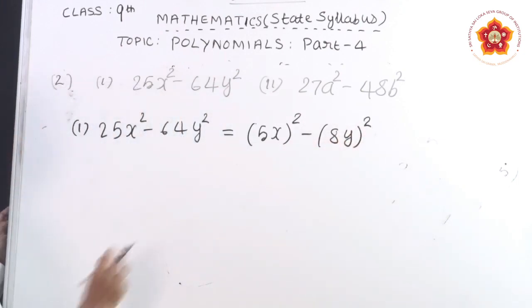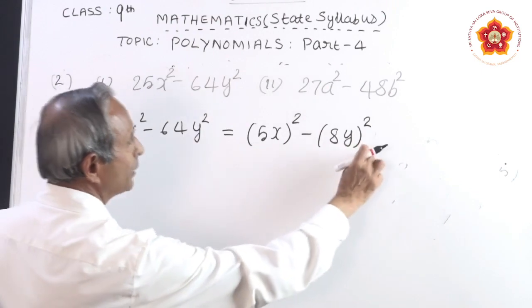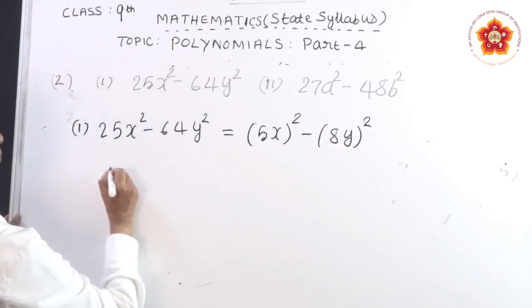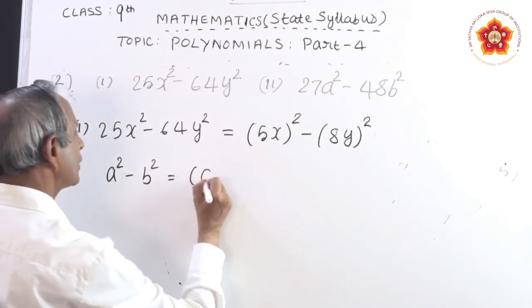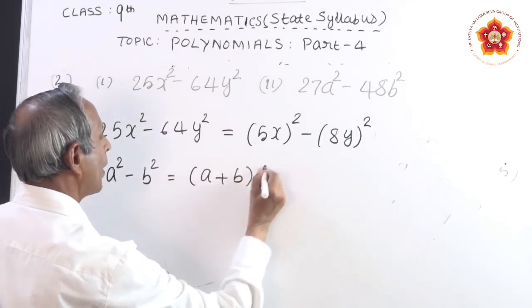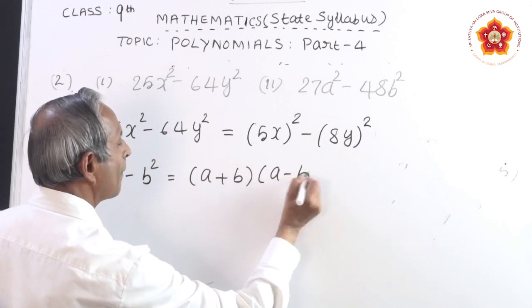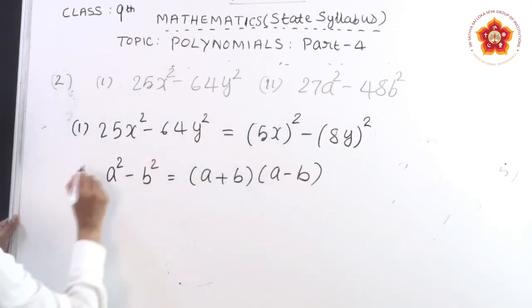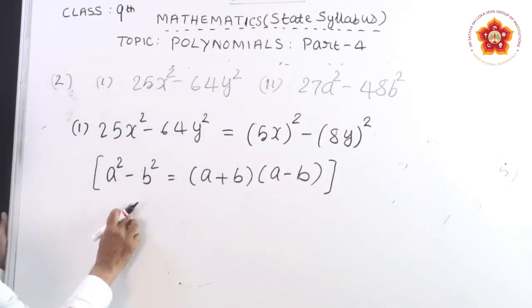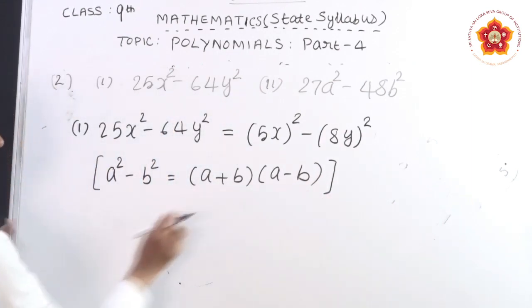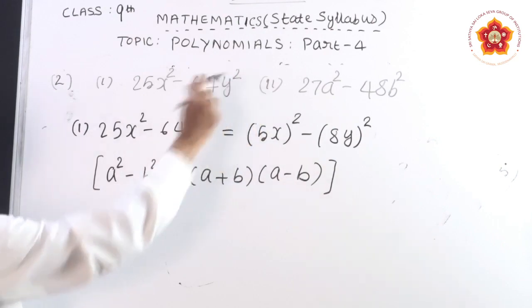Now, this is in the form of a square minus b square. We know that the formula for a square minus b square is nothing but a plus b into a minus b. Now, we have to use this identity to factorize this. It is in the form of a square minus b square is equal to a plus b into a minus b. Therefore, you have to use this identity to factorize this.